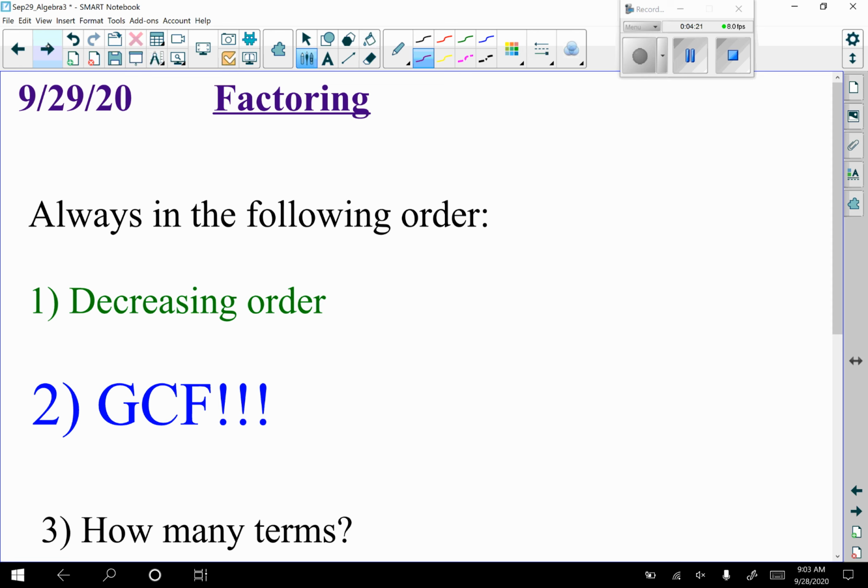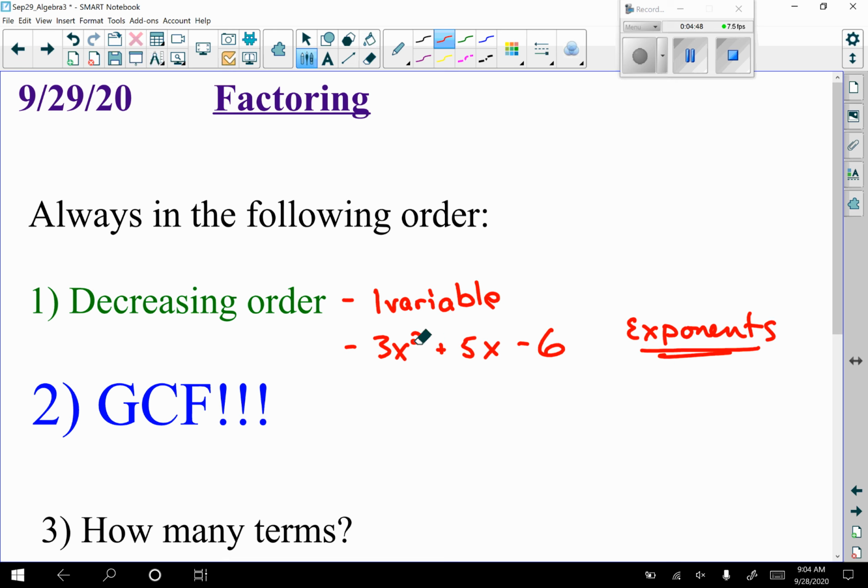First, we always need to look at the problem, and as long as it's just in one variable, we want to ask ourselves, is this in order? Usually if it's 2 or more variables, we'll talk about that, but in most cases we just leave it be. But if we have, for instance, 3x squared plus 5x minus 6, we're looking at the exponents. We want the term with the largest exponent to go first, and then the exponents keep decreasing, and then constants always go last.